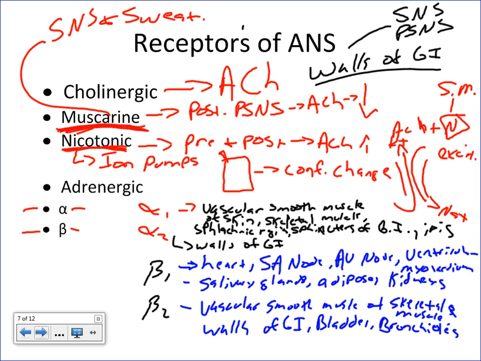Now think about it, the parasympathetic nervous system. What's the parasympathetic nervous system going to do? It's going to promote peristalsis, the muscular contractions to move the food around. It's going to increase glandular activity. You're going to produce more gastric and GI secretions.